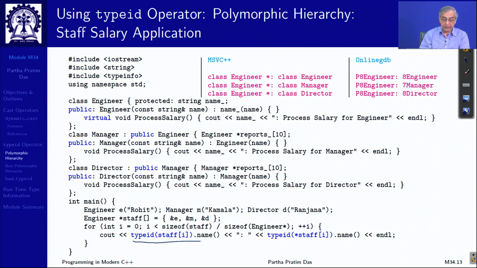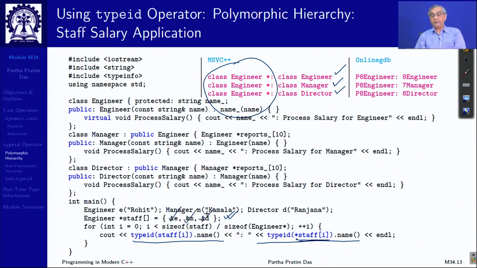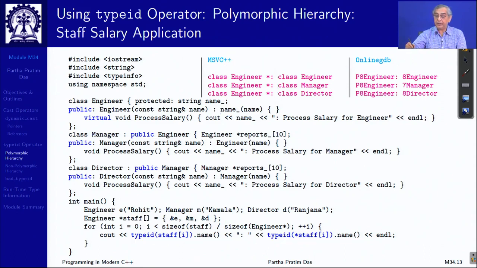Next example is the staff salary code that we had. I just put in the staff salary, I put the typeid of the staff[i]. Staff[i] is an element of the array of pointers, each is of type Engineer, but they are pointing to different types of actual objects. So, if I dereference, I should get a different object. That is what I get, that for the pointer I always get Engineer, but for the object I get specifically Engineer, Manager, Director as I have put. This is how it comes in terms of the online GDB system. This is how they mark the type names. Good fun.